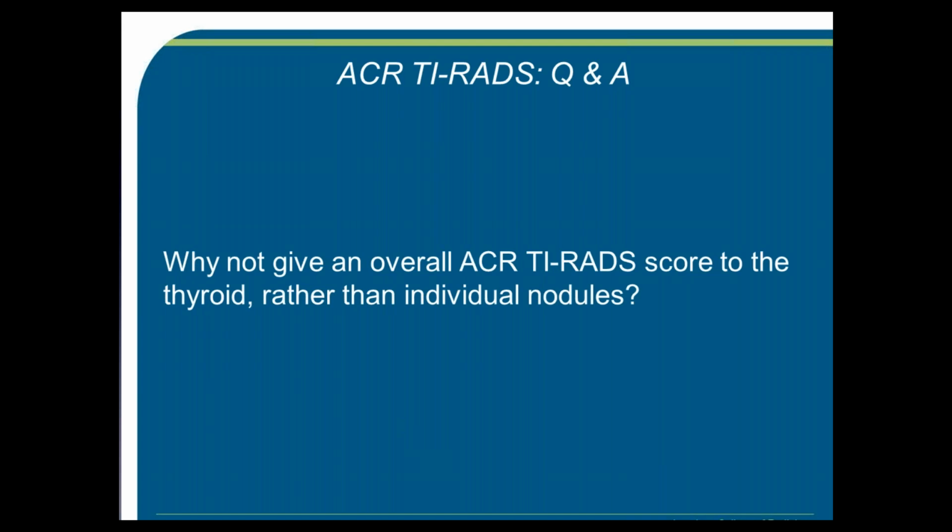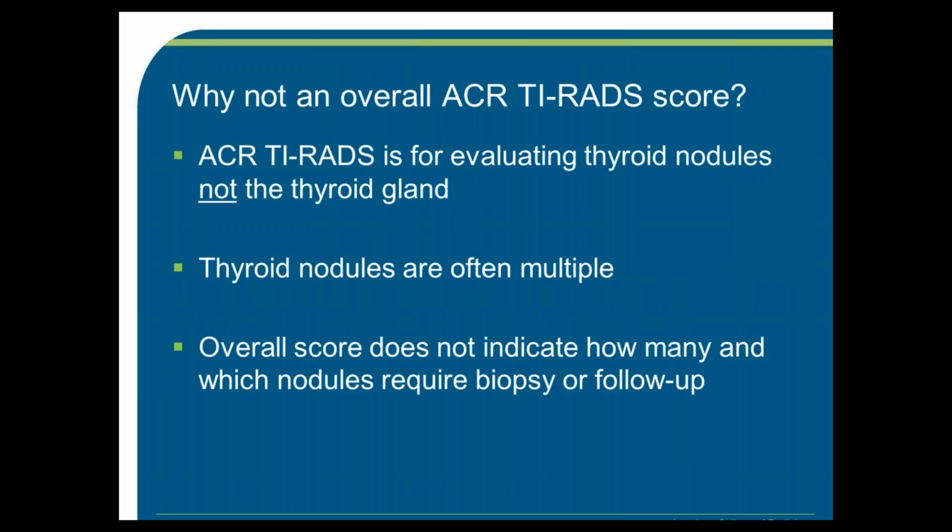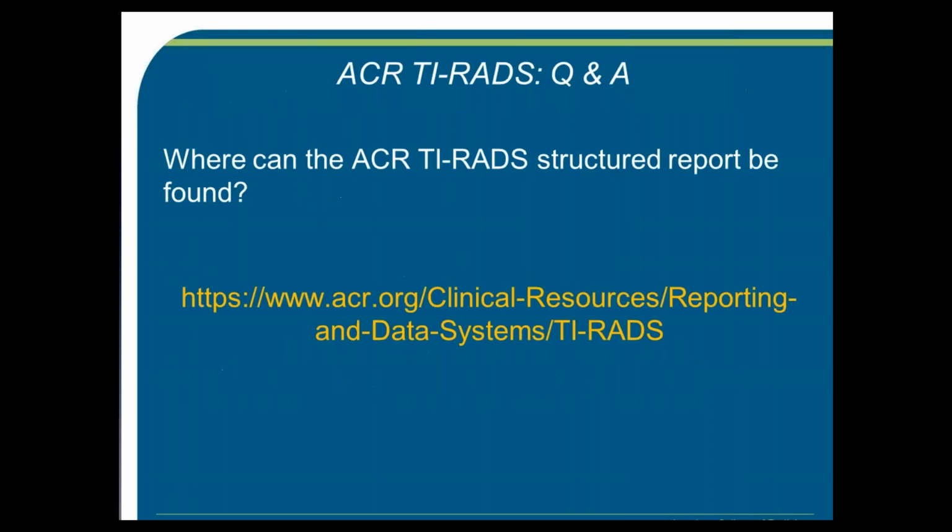Then why not give an overall ACR TI-RADS score to the thyroid rather than individual nodules? I think this comes from people that are very familiar with BI-RADS and like one overall score. Well, for ACR TI-RADS, it doesn't quite work that way because we're not evaluating the thyroid gland as a whole on one image or 2 images, as with mammography. We're evaluating a thyroid which often has more than one thyroid nodule. So to give an overall score based on an average of the nodules or the most suspicious nodule really doesn't explain the whole picture, and it is best applied to individual nodules within the gland, and as we've said again, up to 4 nodules only.